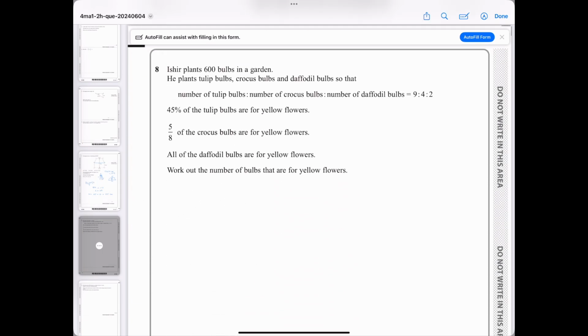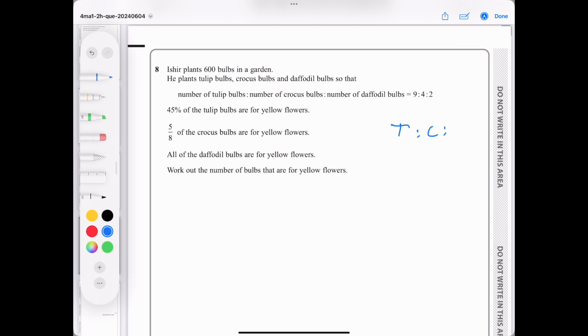Right, number 8. Ishia plants 600 bulbs in the garden. He plants tulip bulbs, crocus bulbs, and daffodil bulbs. And the number of tulips to crocus to daffodils is 9 to 4 to 2. So T to C to D is 9 to 4 to 2. 45% of the tulip bulbs are for yellow flowers, 5/8 of the crocuses are yellow, and all of the daffodils are yellow. Work out the number of bulbs that are for yellow. He's got 600 altogether.